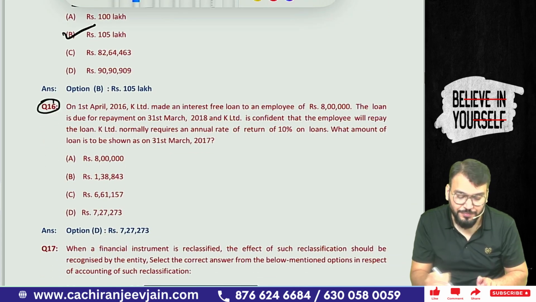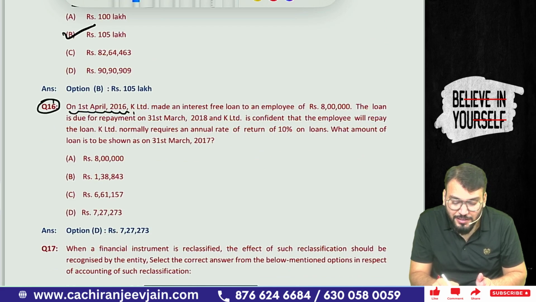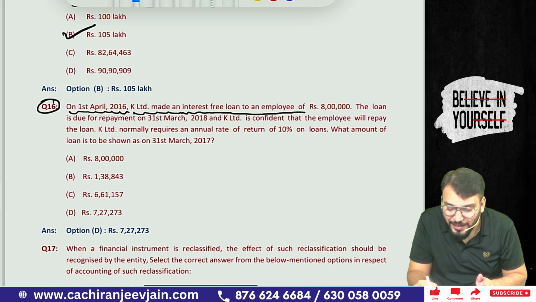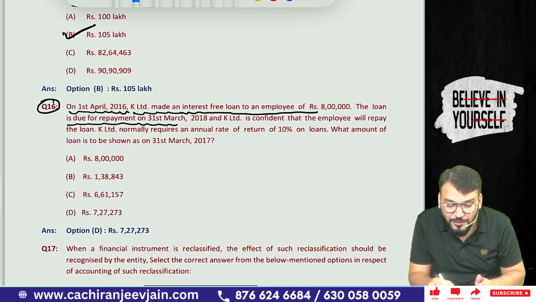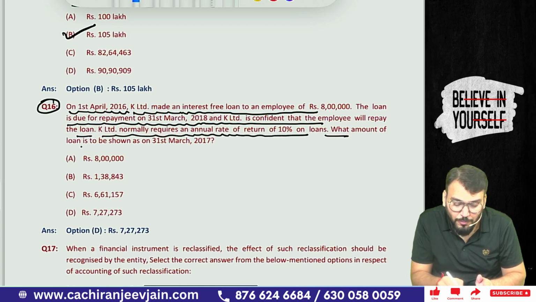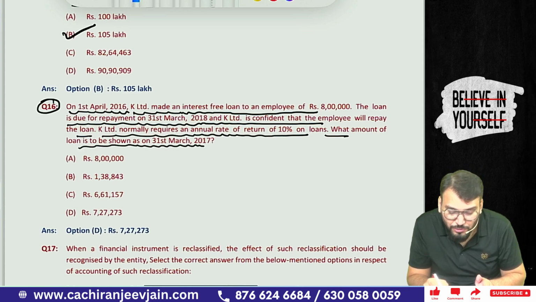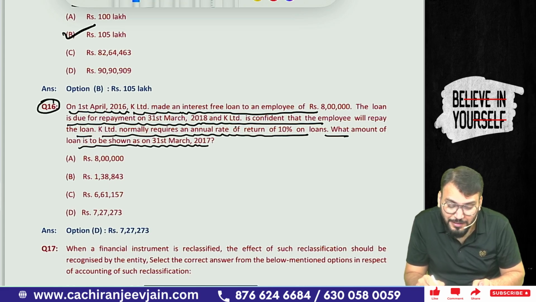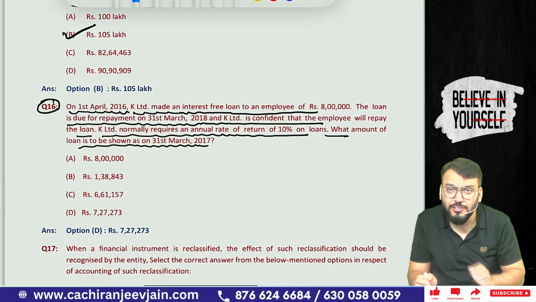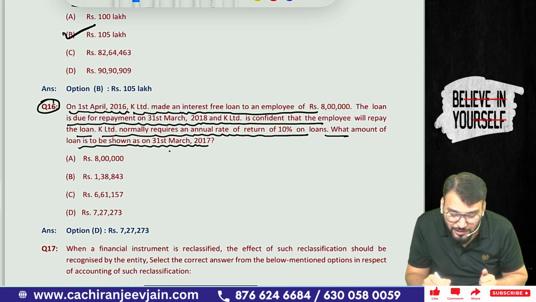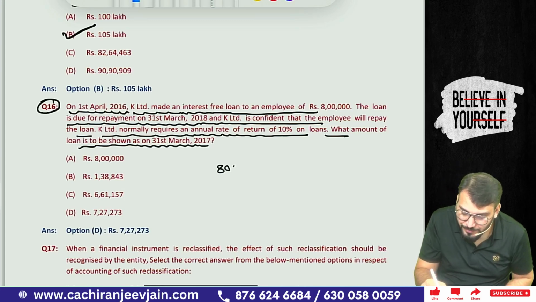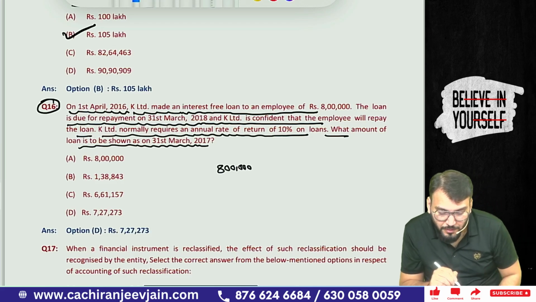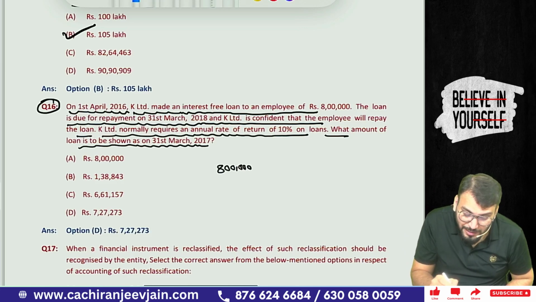Got this point? Come to question 16. On 1st April 2016, K Limited made an interest-free loan of 8 lakh to an employee. The loan is due for repayment on 31st March 2018, and K Limited is confident the employee will repay the loan. K Limited normally requires an annual rate of return of 10% on the loan. What amount of loans should be shown as on 31st March 2017? So it is an interest-free loan, correct? And the market rate of interest is what they have given: K Limited normally requires an annual rate of return of 10%. This becomes the market rate of interest. So what will be the amount as on 31st March 2017? It will be 8 lakh. Correct? Understood?